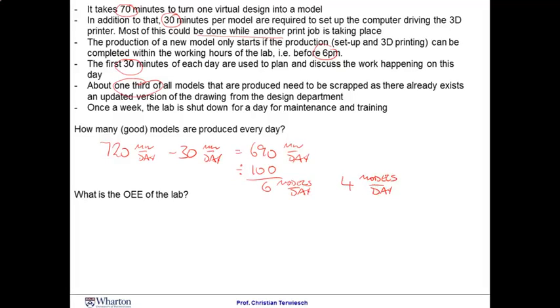Now you do the calculation backwards. From these 4 models per day, that warrants 280 minutes of productive time per day. You multiply this with the 6 days a week that the lab is open, because there's 1 day of maintenance, that gives you a total productive time per week of 1,680 minutes. This is 1,680 minutes per week of value add time.